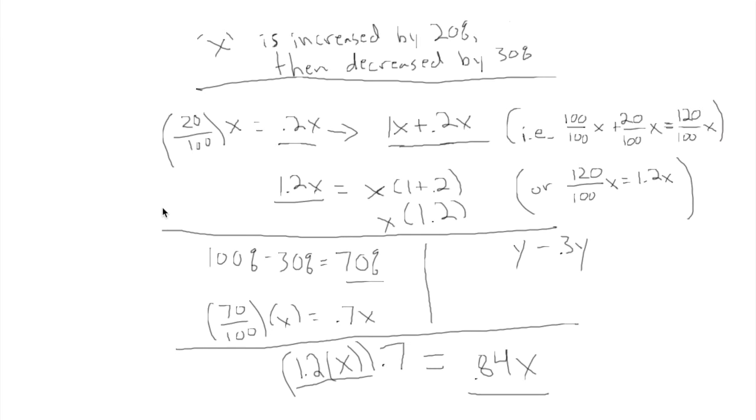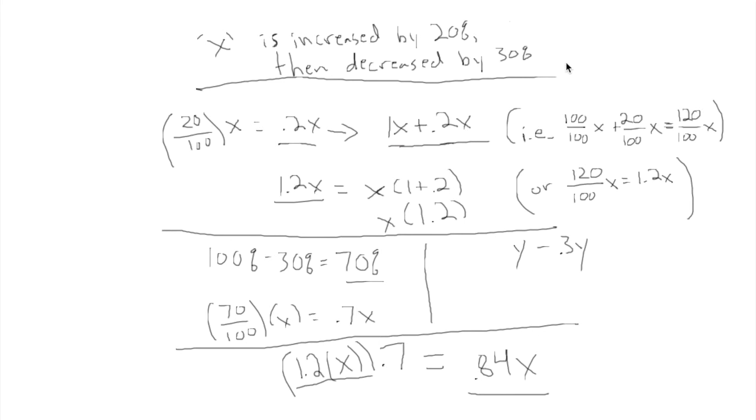This is a typical problem you'll see on the SAT or ACT. They'll take some number. They'll give you the number, or more often the variable, and then they'll say something like some number x is increased by 20%, then decreased by 30%. What's the final number? What's the result?